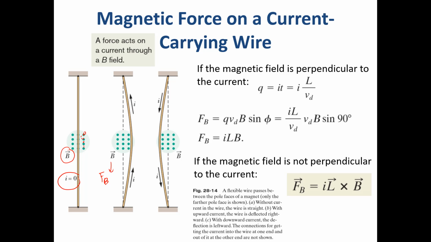Q is equal to I t, which is equal to I L per v d, and the FB is equal to Q v B sin theta. So if we substitute I L per v d, we get this equation: I L per v d times v d B sin 90 degrees. So we can cancel the v d, so I L B, so the FB is I L cross B. So this is the magnetic force on a current carrying wire. If we have current inside the wire, in a magnetic field, the magnetic field will create a magnetic force of this magnitude.